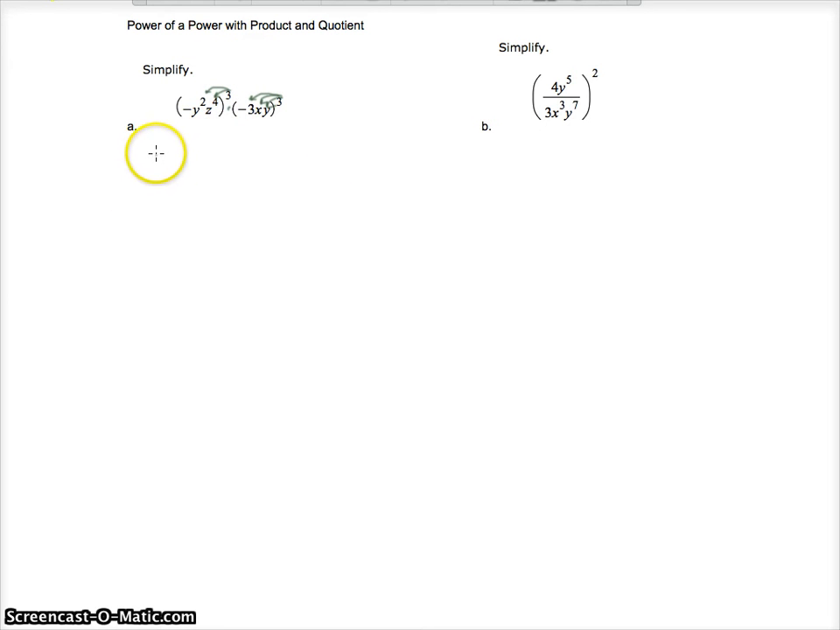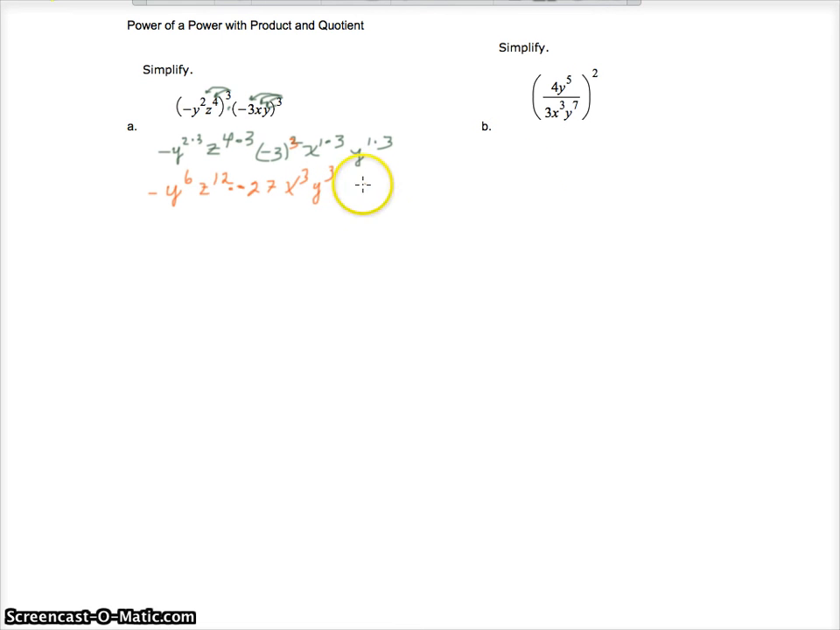So we'll have negative y to the 2 times 3, z to the 4 times 3, and then we have negative 3 cubed x to the 1 times 3, y to the 1 times 3. This simplifies down to negative y to the 6th, z to the 12th. That should be cubed. So negative 3 cubed is negative 27. This is times, by the way. Negative 27 x cubed y cubed.